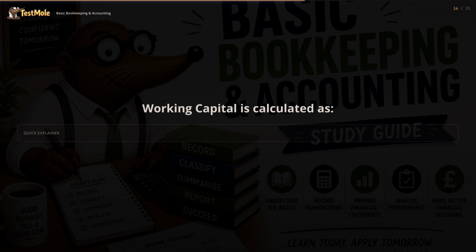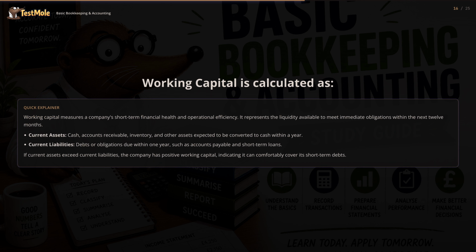Working capital is calculated as. Working capital measures a company's short-term financial health and operational efficiency. It represents the liquidity available to meet immediate obligations within the next 12 months.